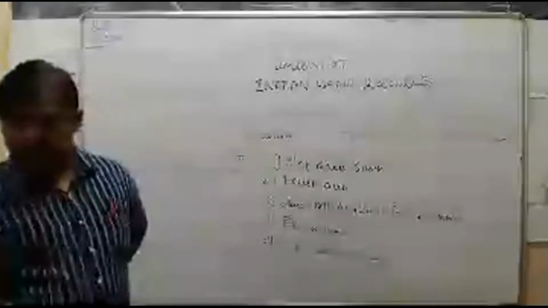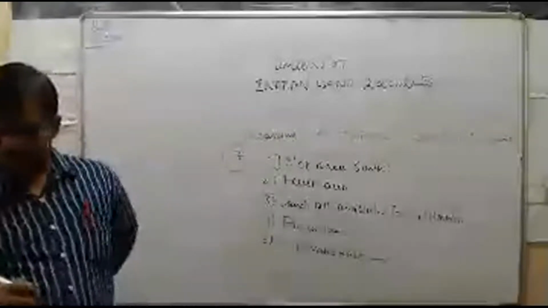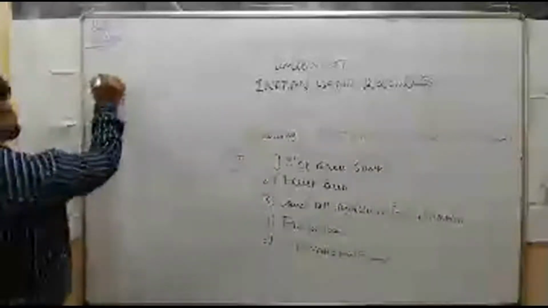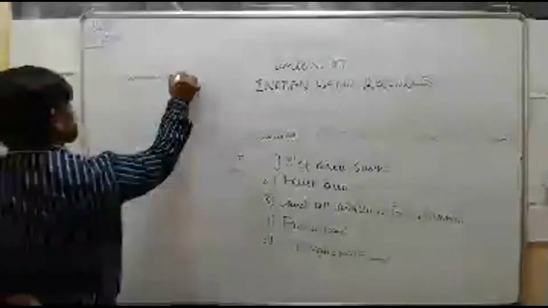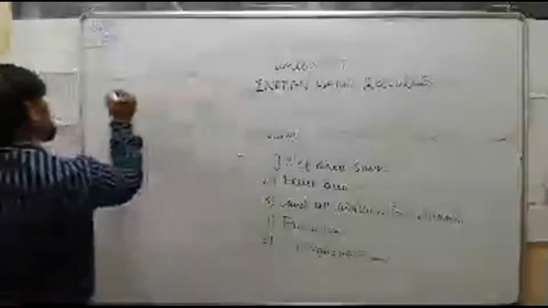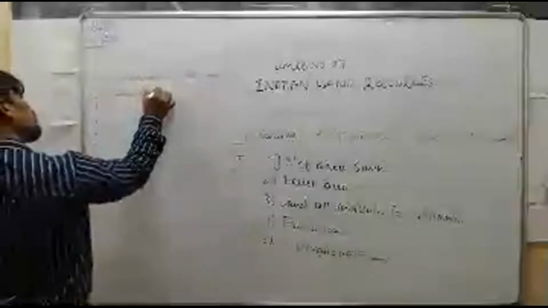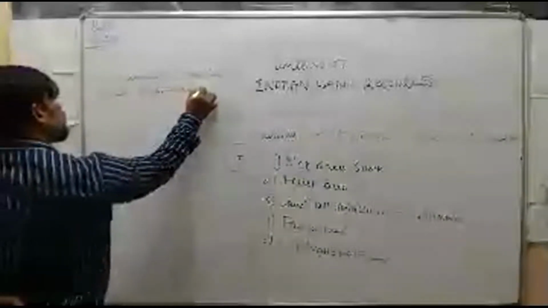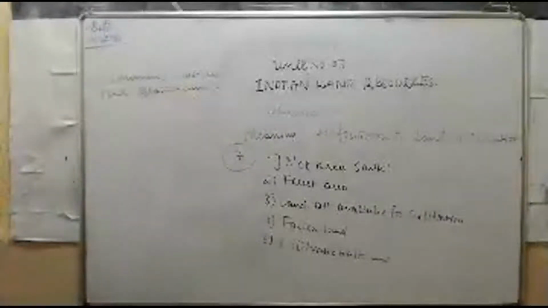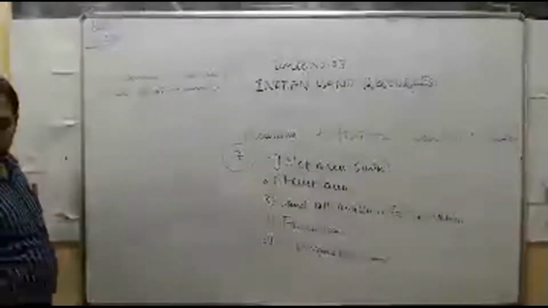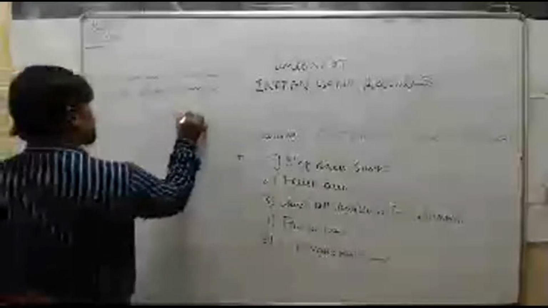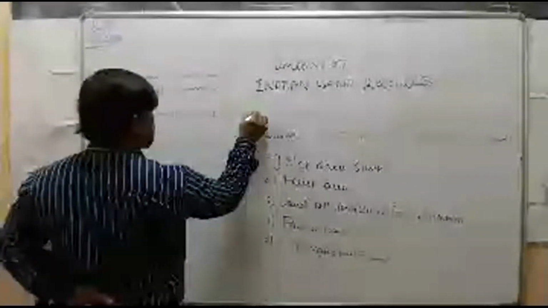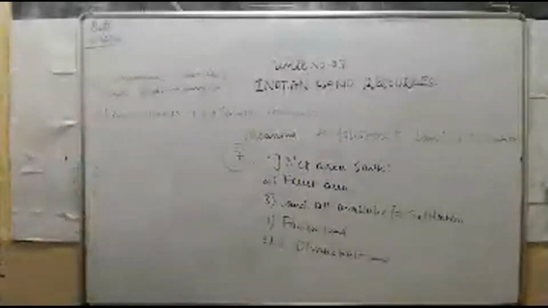Sixth, permanent pastures and other grazing land. Seventh, land under miscellaneous uses.